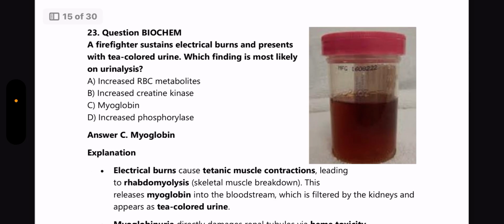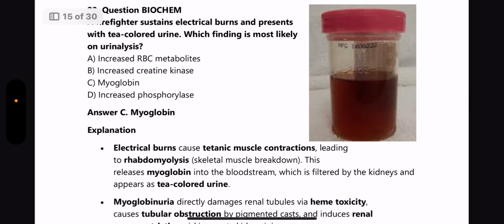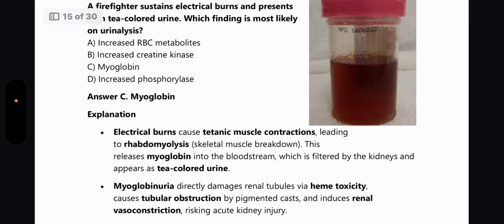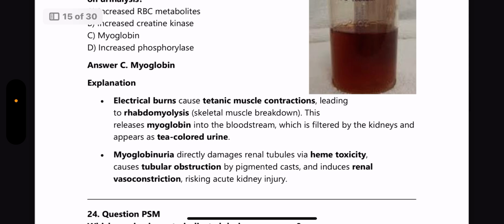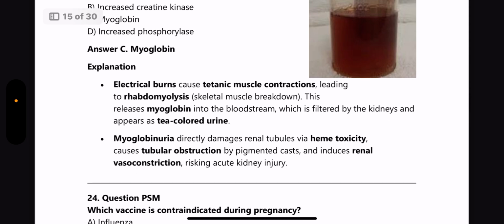Next question from Biochem. A firefighter sustains electrical burns and presents with tea-colored urine. Which finding is most likely on urine analysis? Answer is myoglobin. Electrical burns cause tetanic muscle contractions leading to rhabdomyolysis, that is skeletal muscle breakdown. This releases myoglobin into the bloodstream, which is filtered by the kidneys and appears as tea-colored urine. Myoglobinuria directly damages the renal tubules via heme toxicity and causes tubular obstruction by pigmented casts and induces renal vasoconstriction, risking acute kidney injury.